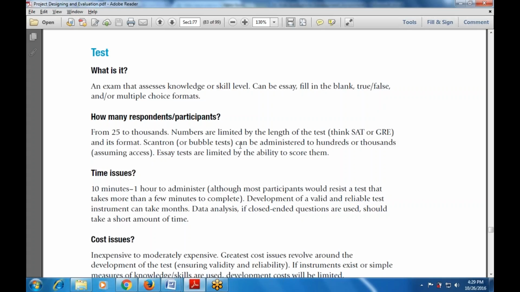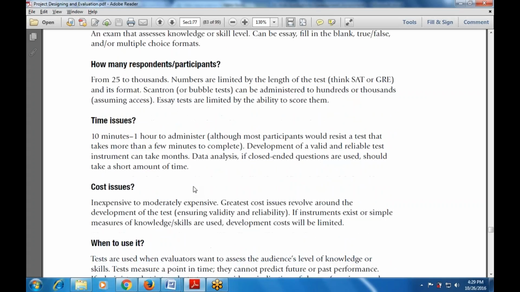Then next is the cost issue. What are the various cost issues? The cost is inexpensive to moderately expensive, from very low cost to high or moderate expense. The greatest cost issues revolve around the development of the test. If instruments exist or simple measures of knowledge and skills are used, then development cost will be limited, whatever the skills and knowledge required.